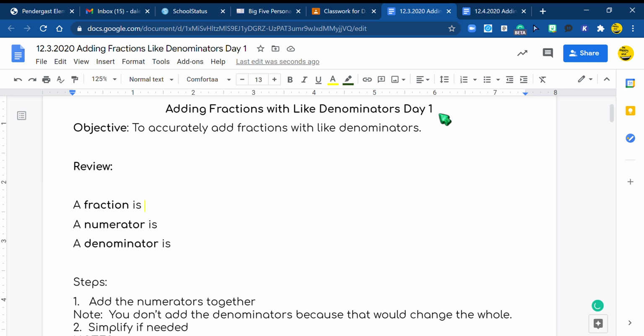Hey you guys, it's Miss Alexander, and today we are adding fractions with like denominators. It's our first day. We'll do another day tomorrow. Today we're going to accurately add these fractions with like denominators.